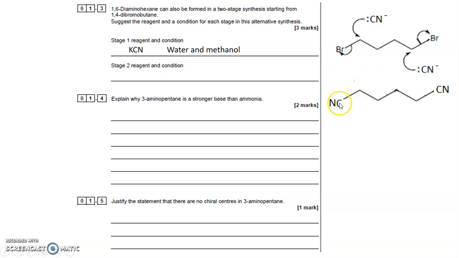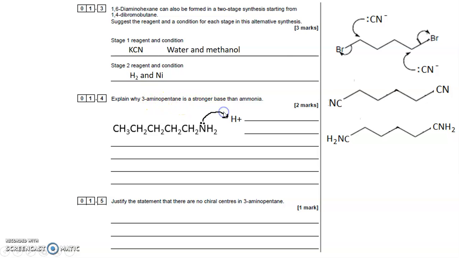Now then, I want to turn this into 1,6-diaminohexane, so I've got to turn these N's into NH2s. To add H2s, the easiest way to do that is hydrogen and nickel. So the reagent is hydrogen and nickel is a catalyst. That's the condition. Explain why 3-aminopentane is a stronger base than ammonia.